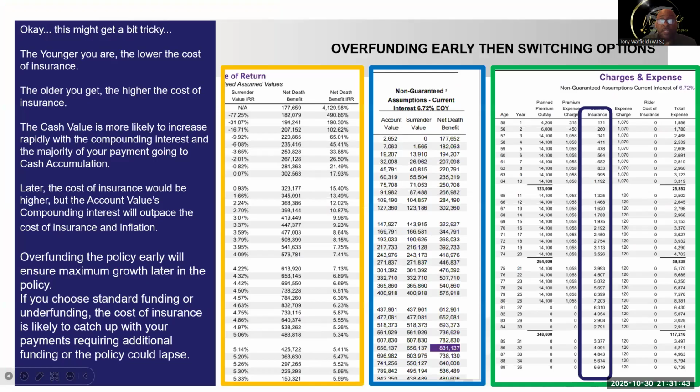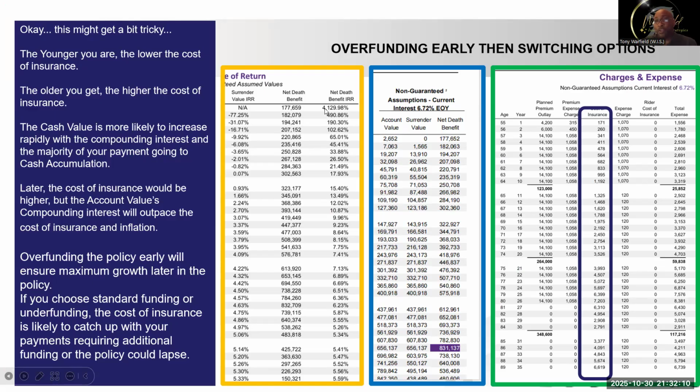So, overfunding your policy. This is pretty important, right? So if you look at all the way over to the right, you can see the cost of insurance is increasing. But even though the cost of insurance is increasing, the money that you're earning in this account is by far outpacing that. That's why I get so excited about the IUL, right? So you're looking at your death benefit. This is the percentage return that you're getting on average.